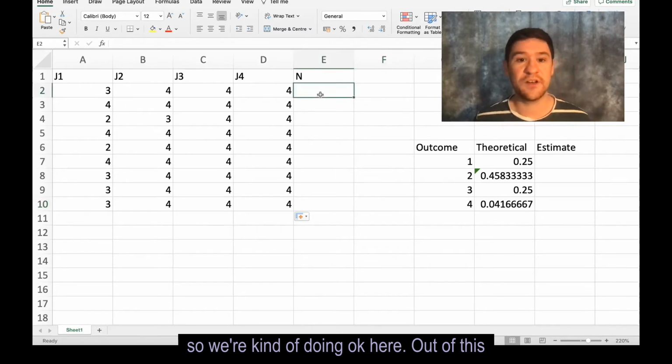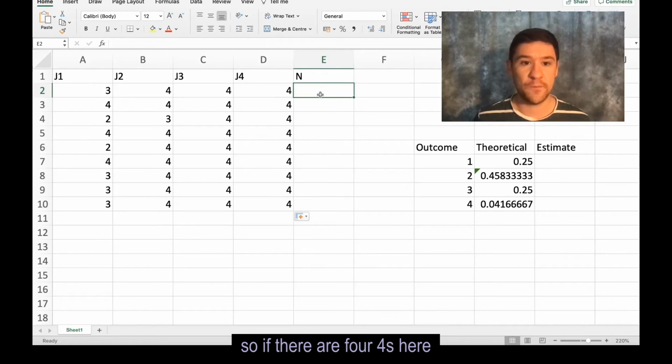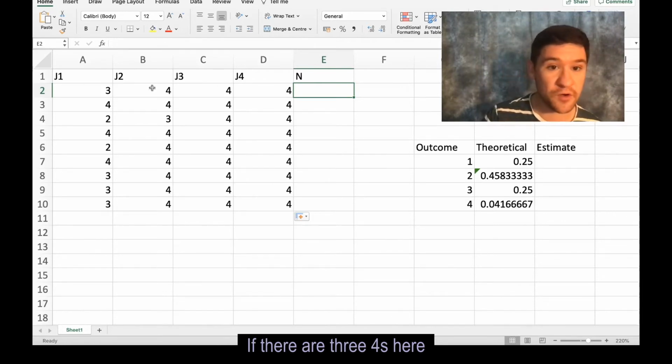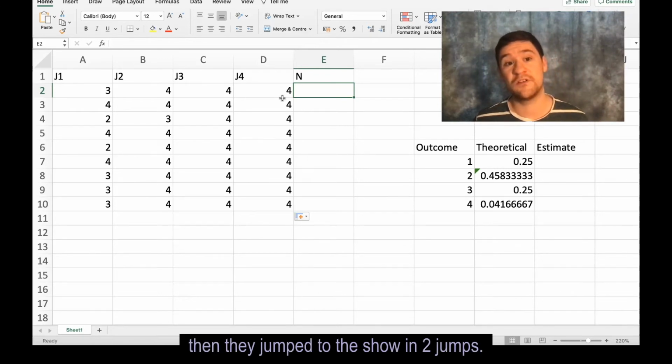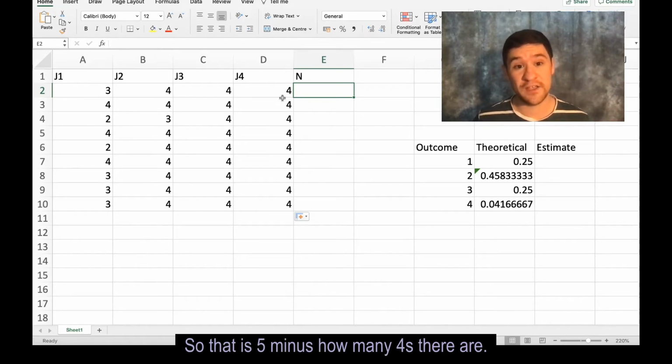Out of this, how many jumps did they do? So if there are 4 4s here, then they jump to the shore in 1 jump. If there are 3 4s here, then they jumped to the shore in 2 jumps. If there are 2 4s, then they jumped in 3 jumps, and so on. So that is 5 minus how many 4s there are.